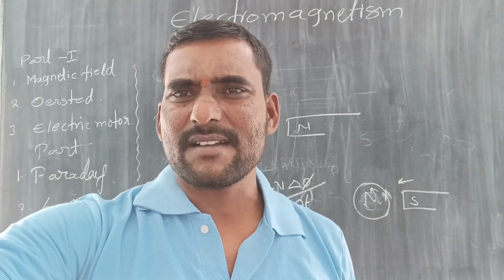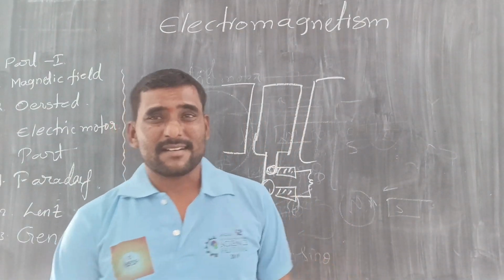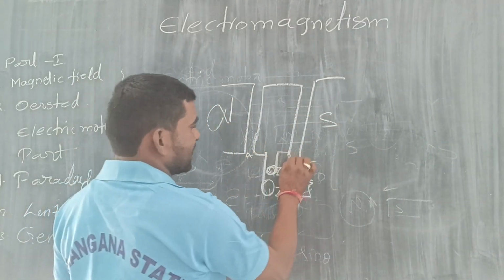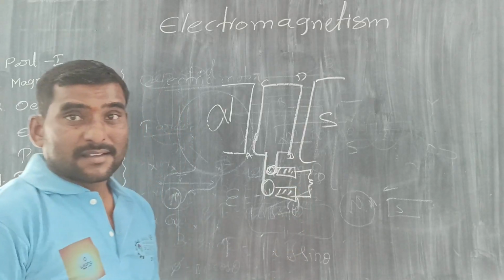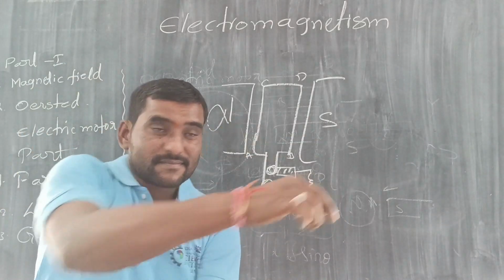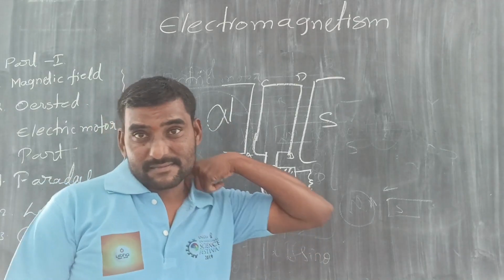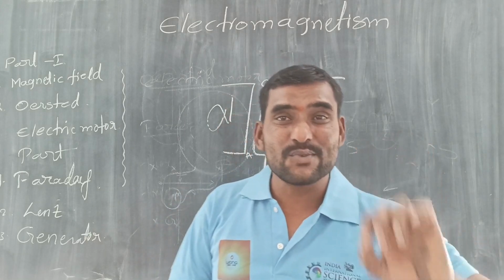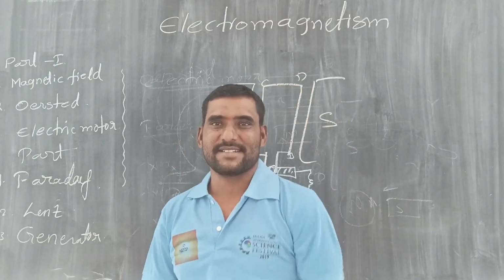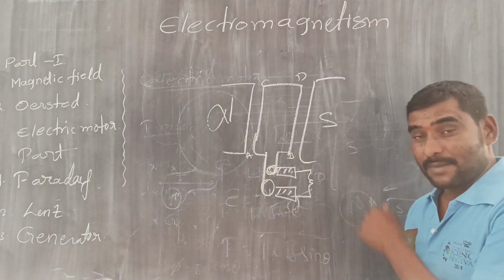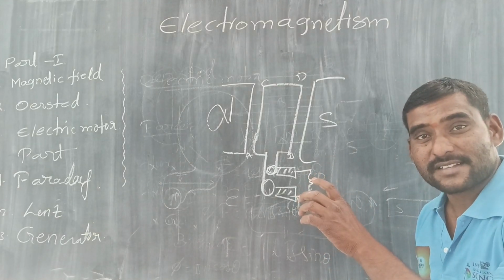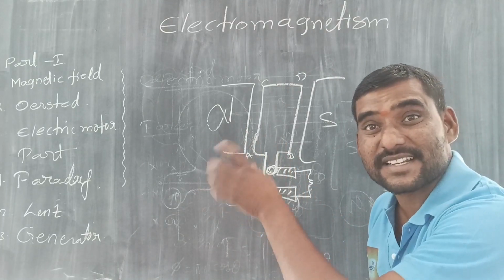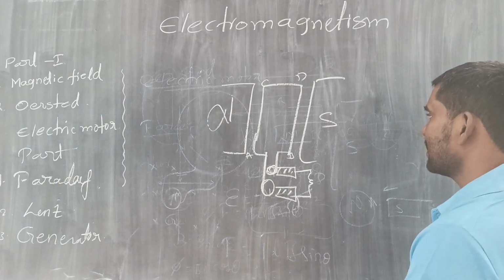They also ask about generators. It is very simple. Generator: say these are the magnets, north and south. Here is the armature, A, B and C, D. When I rotate this armature, current is created. So a generator is a device which converts mechanical energy into electrical energy. It works on the principle of electromagnetic induction: when there is a continuous magnetic flux change, it creates current.